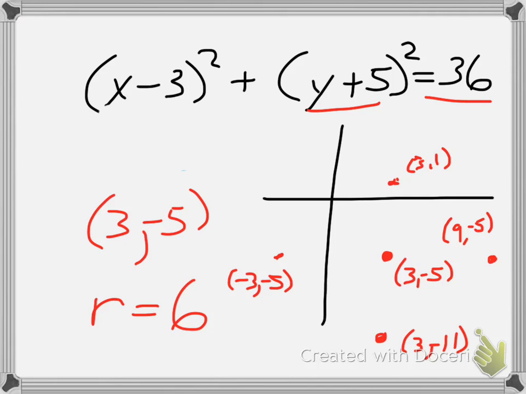Once I have these 4 points, it's a matter of just connecting them in the form of a circle. So I'll connect it like so. And I have a fairly accurate circle. So these are the basics of the standard form for a circle.